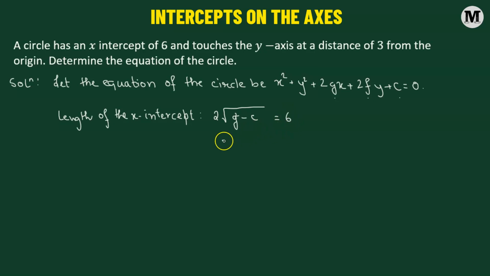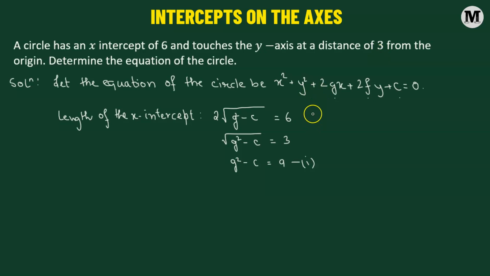So this is given to us, which means that we get square root of g squared minus c equals 3. Squaring both sides, we get g squared minus c equals 9. We're going to label this as equation number 1. Then it's given that the circle is touching the y-axis at a distance of 3.